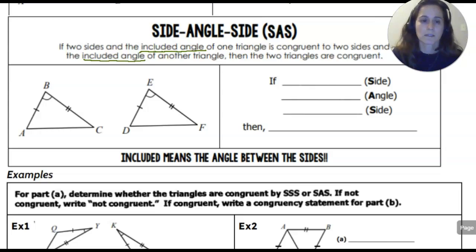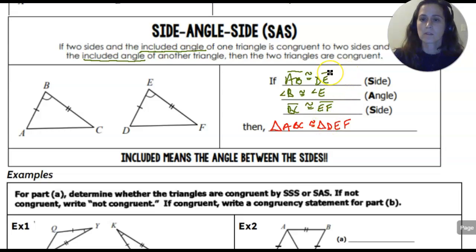That's what included means. So one of the things that we're going to take a look at is identifying the corresponding parts for side, angle, side. In our case, we have AB corresponding to DE, angle B corresponding to angle E, that's our angle, and then BC corresponding to EF. Because all 3 corresponding parts are congruent, the triangles are congruent.